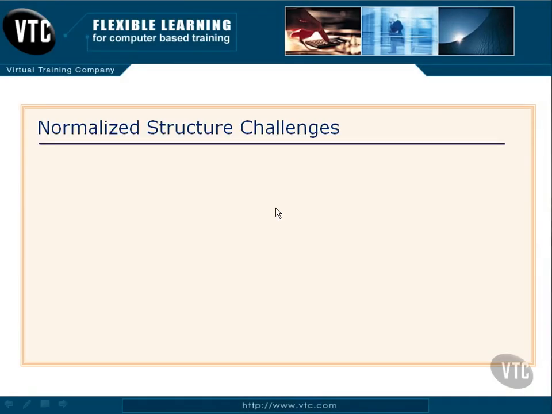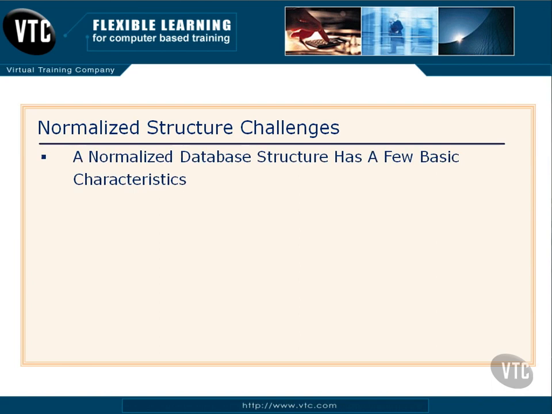Now, at the risk of sounding like I'm beating a dead horse, I want to go one more time through something that you're going to read about all the time when you're looking at any kind of documentation on the design of data warehouses, on the implementation of data warehouses, and that is normalized structure challenges. Because what you're going to find is that a normalized database structure has a few basic characteristics that we can count on. As a matter of fact, that's why we use these databases.